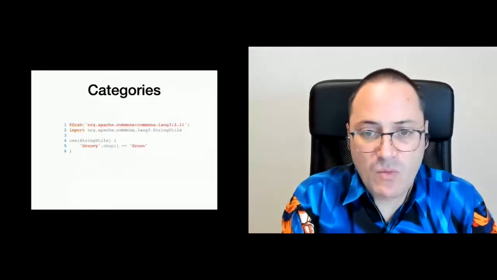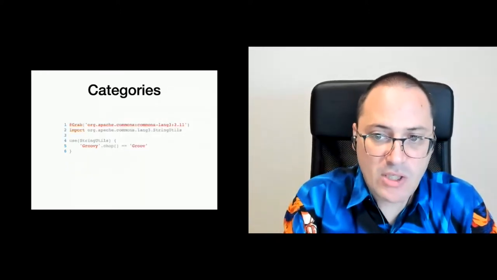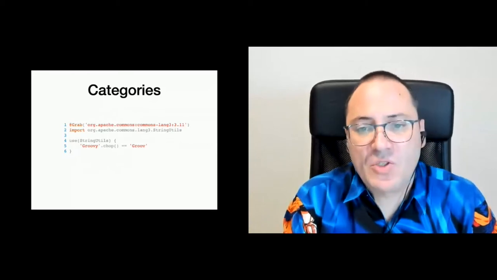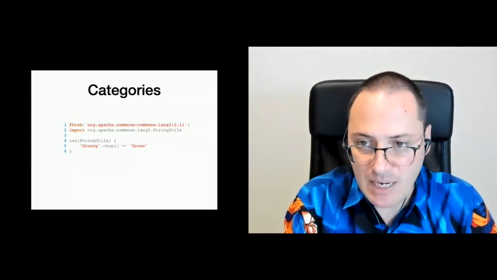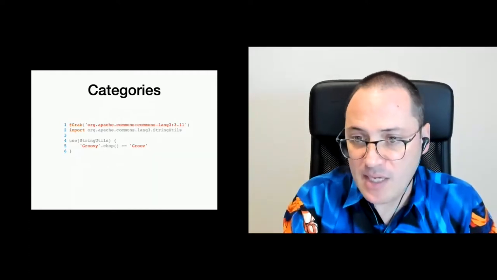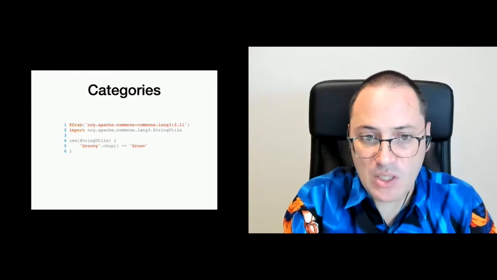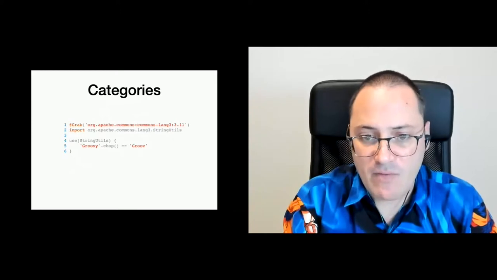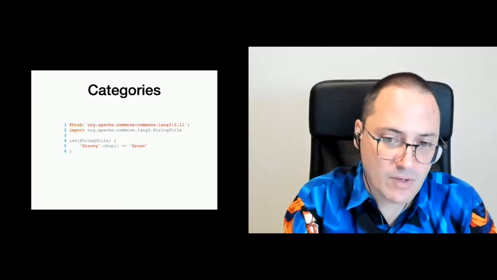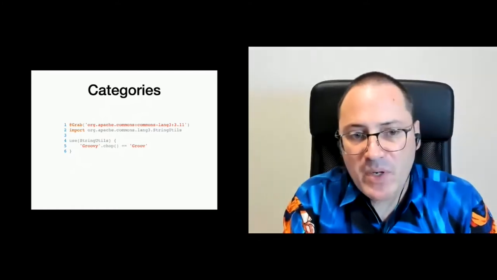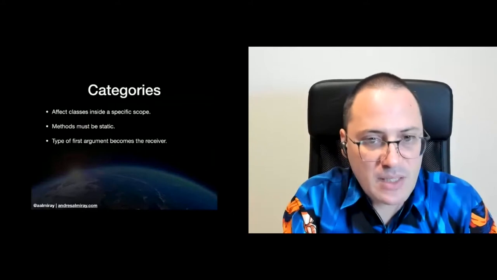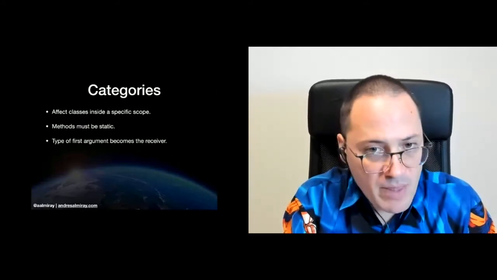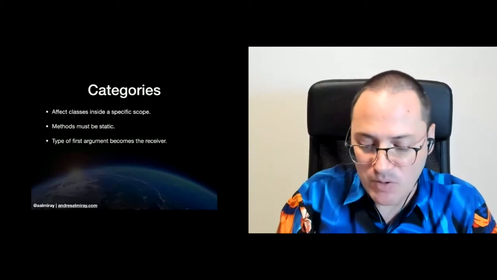You can do this with any class that exposes static methods. For example, StringUtils from Commons Lang contains a bunch of static methods that work with strings, all of which take a string as the first argument, which means that we can use it as shown in lines 4 to 6. StringUtils has many methods, and one of them is called chop, which removes the last character from the string. In this case, we're taking the Y from Groovy. That's a bit sad. So remember, categories follow a particular format. They affect the classes inside a specific scope. All the methods must be static, and the first argument becomes the type of the receiver.